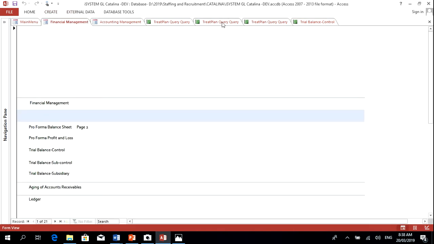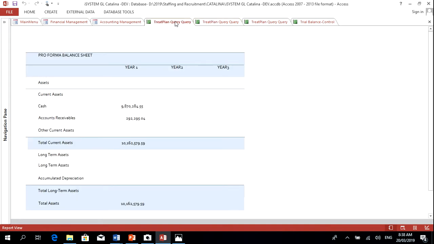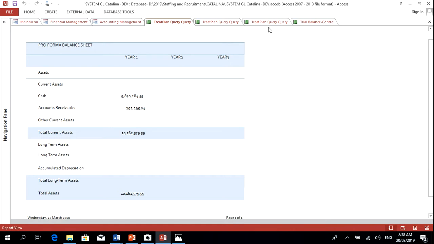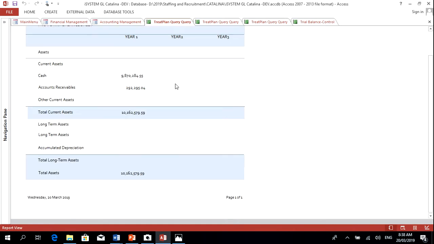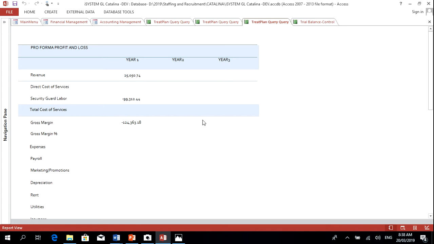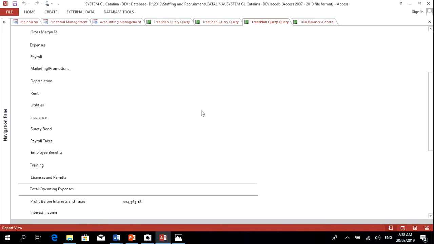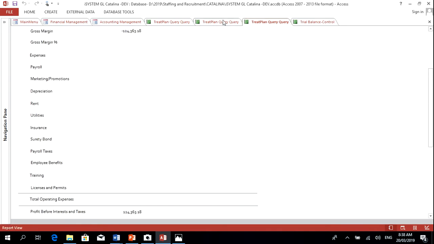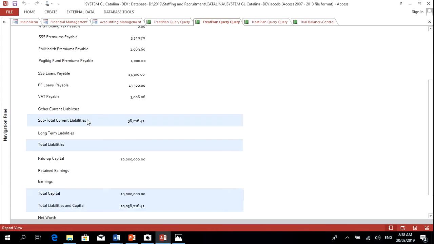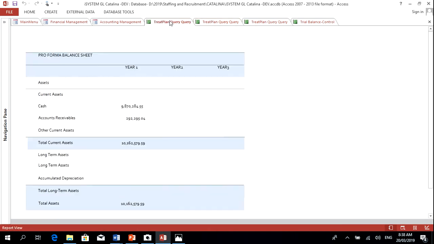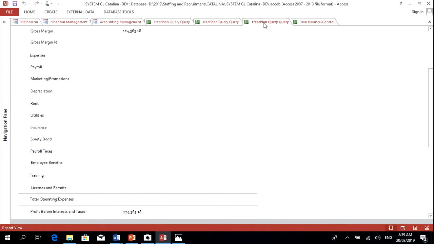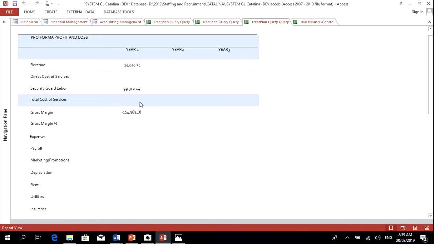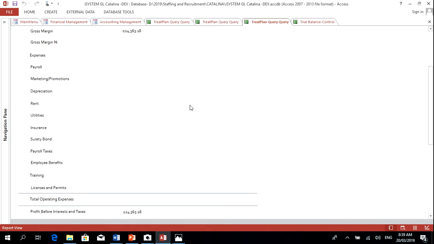You have the usual pro forma balance sheet, right? And it doesn't fit one page, so you have page 2. This is the liabilities and, these are the liabilities and capital. So you have the pro forma balance sheet, page 1 and page 2. Of course, you have the pro forma profit and loss, right?